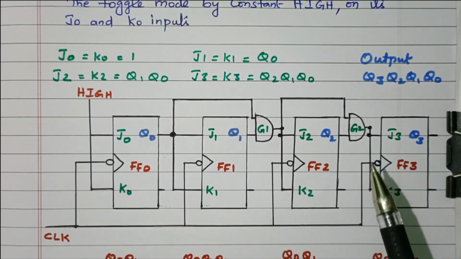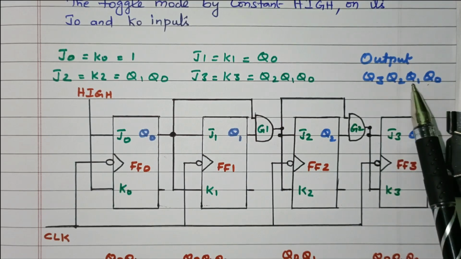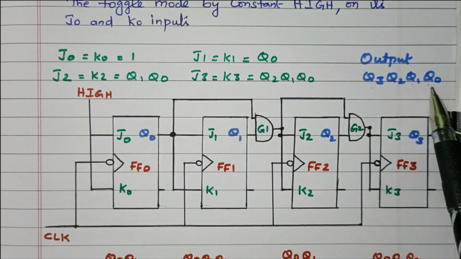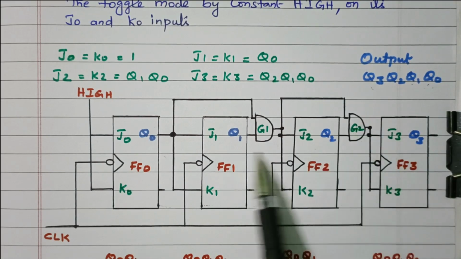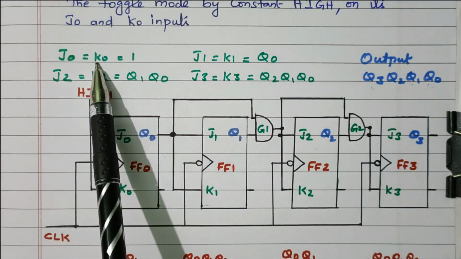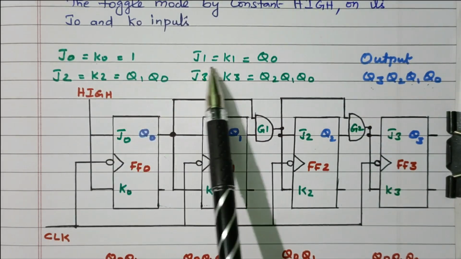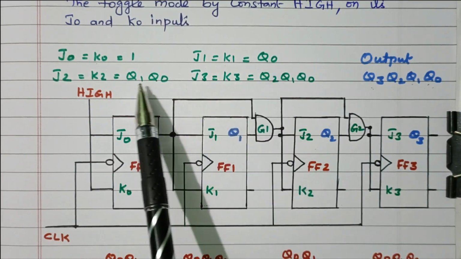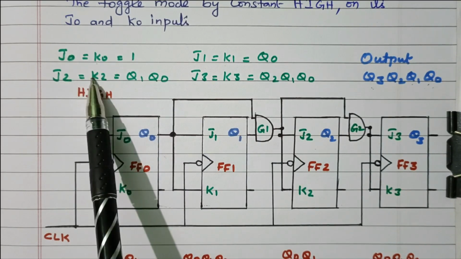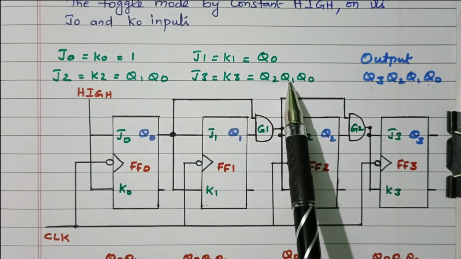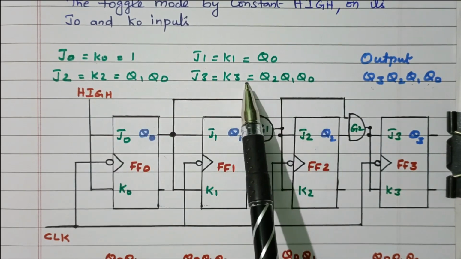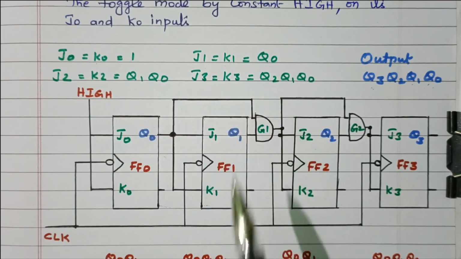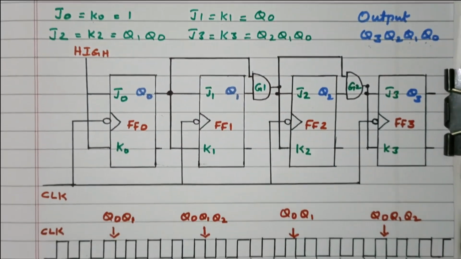Now we'll see the clock diagram. So Q0, Q1, Q2, Q3 is the output. This is LSB and MSB. Here it is clearly given J0 and K0 is 1. J1, K1 is Q0, the output of the first flip-flop. Q1 into Q0 is the input to the third flip-flop. Q0, Q1, Q2 is the input to the fourth flip-flop with AND operation.